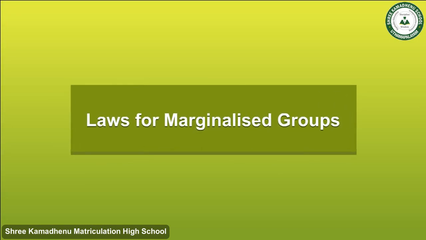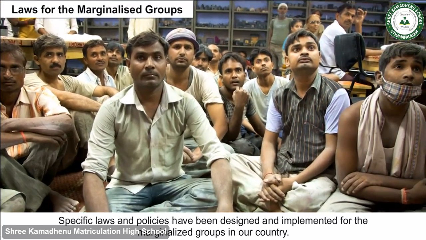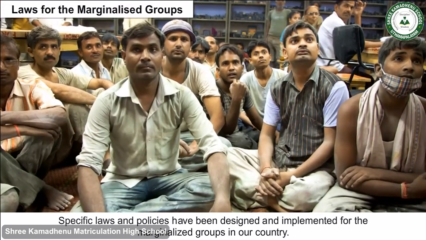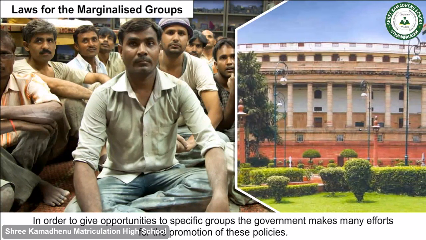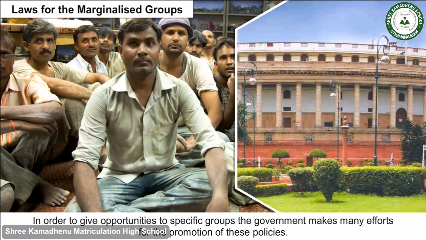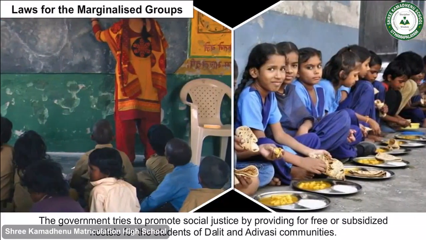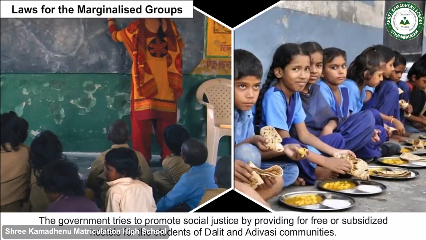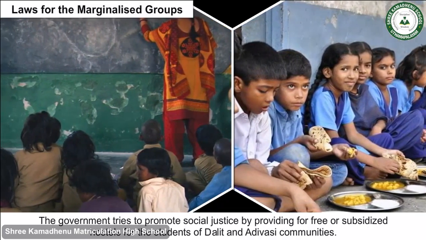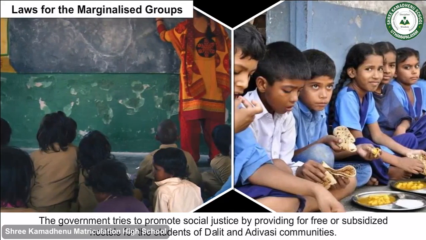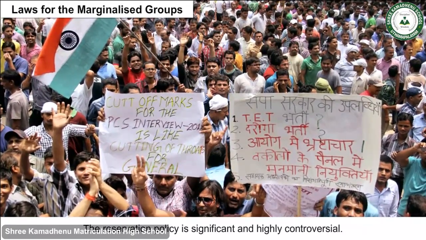Laws for marginalized groups. Specific laws and policies have been designed and implemented for the marginalized groups in our country. In order to give opportunities to specific groups, the government makes many efforts for the promotion of these policies. The government tries to promote social justice by providing free or subsidized hostels for the students of Dalit and Adivasi communities. The reservation policy is significant and highly controversial.